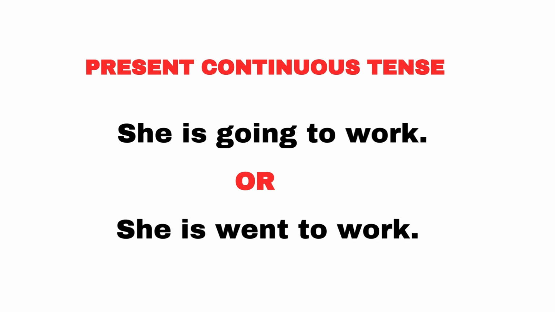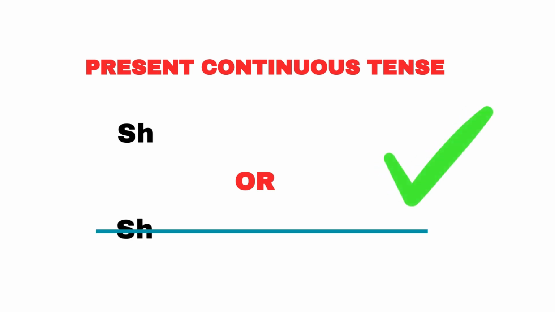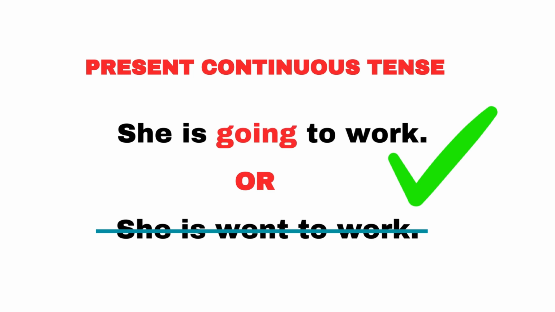So which one is the present continuous tense? She is going to work, or she is went to work. It is the first one. The first one is the proper English grammar. She is going to work. Go is the verb and it ends in ing, going. It's present continuous. That means she's going to work right now.